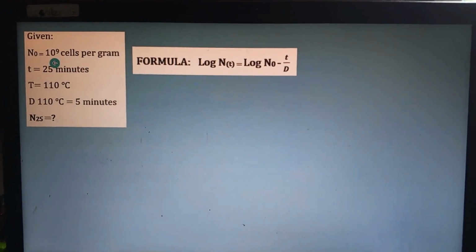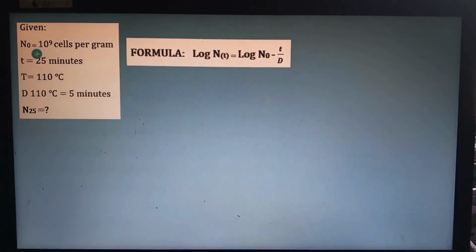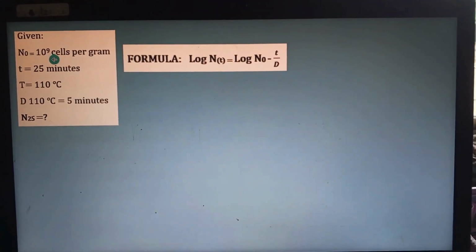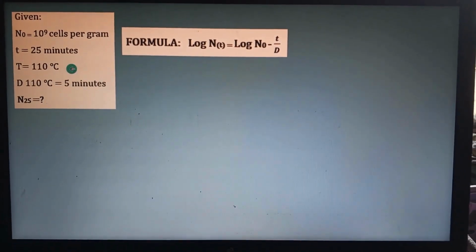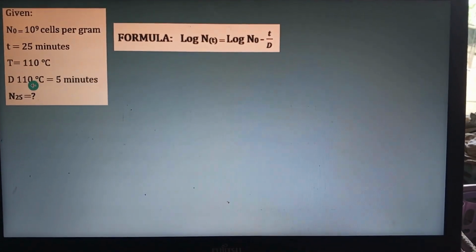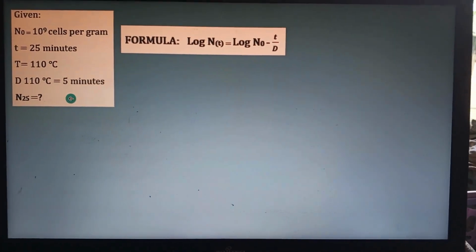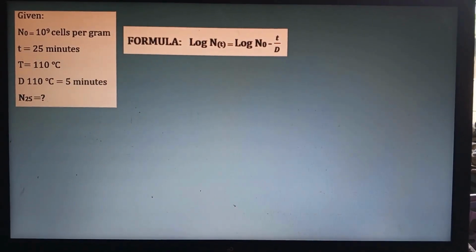So this is the given. The N0, which is the initial remaining cells, is 10 to the power of 9 cells per gram. The time is 25 minutes, then the temperature is 110 degrees Celsius. The D value of 110 degrees Celsius is 5 minutes. The question is, in 25 minutes, how many microorganisms remain?